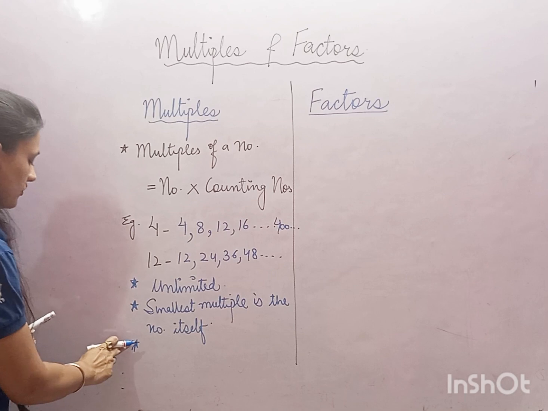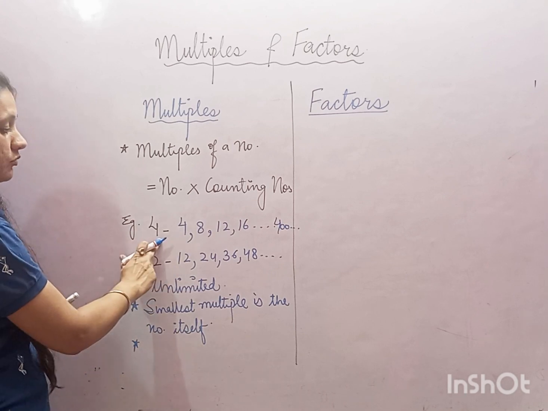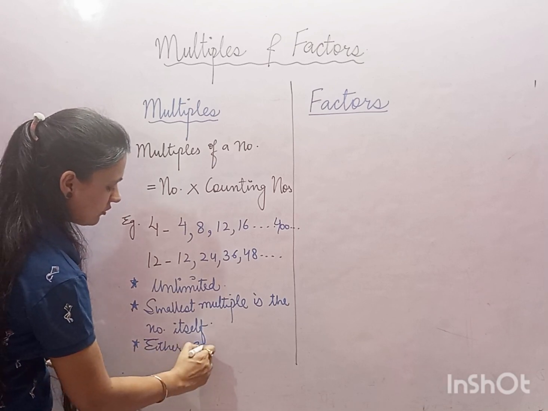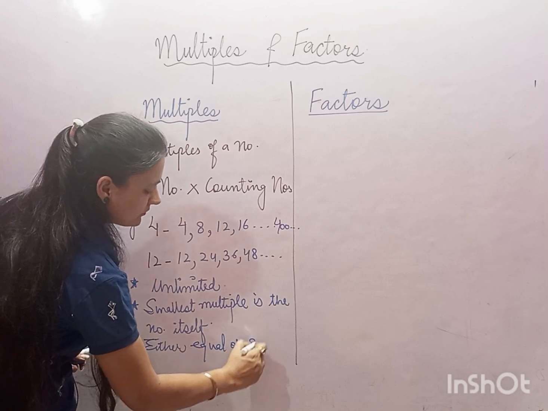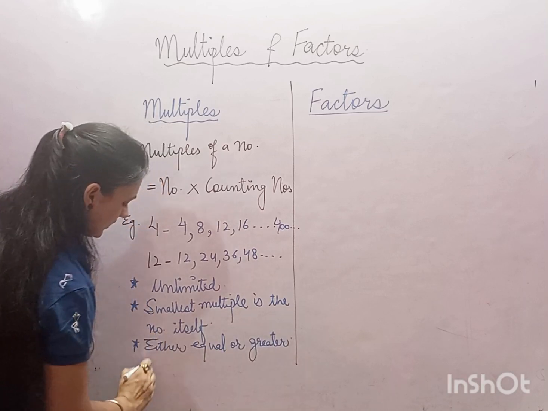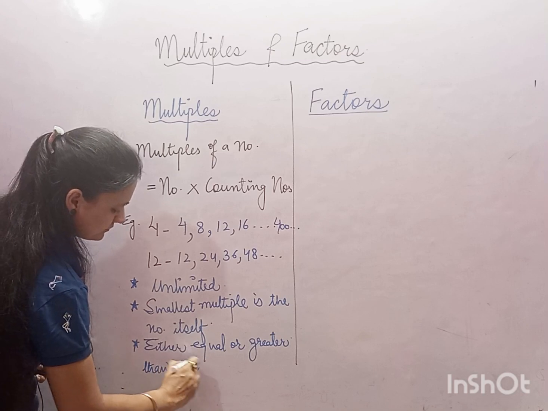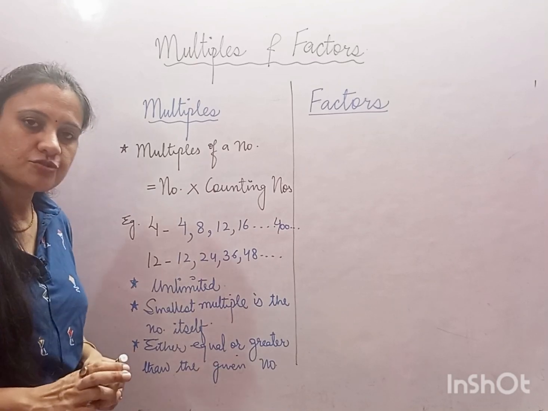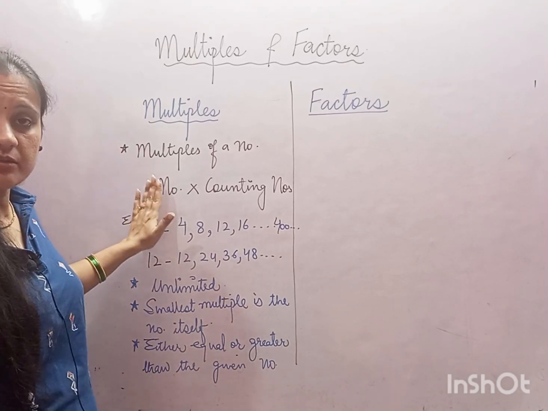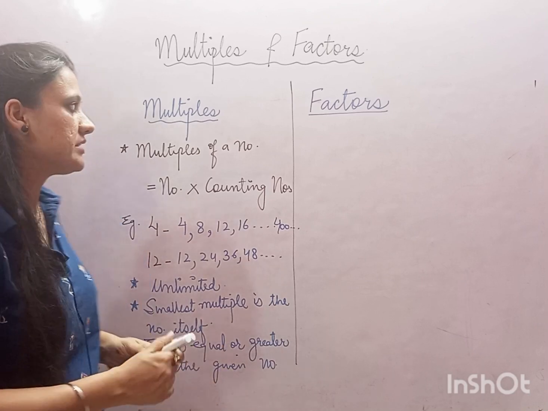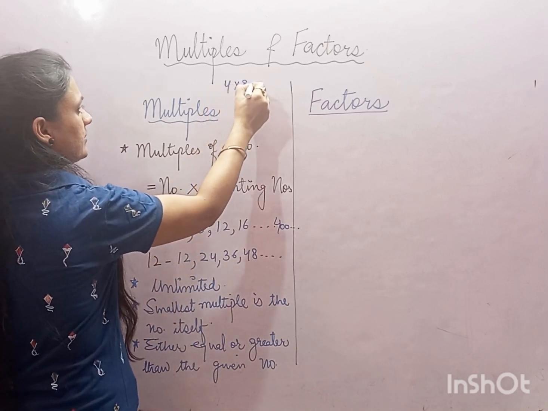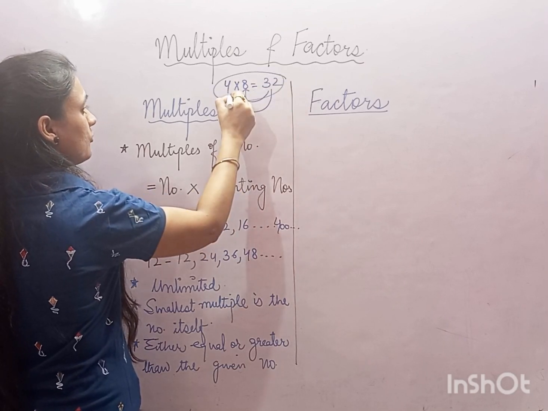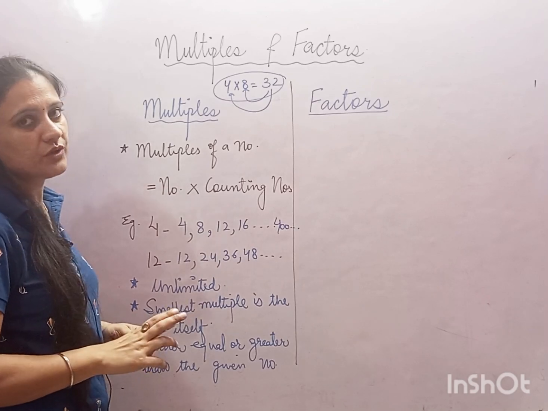Next is, you can see that the multiples are either equal or greater than the given number, right? Understood everyone? What are multiples? How we get the multiple? Clear everyone? So if somebody says that 4 multiply 8 is 32. So means 32 is the multiple of 8 and 4 also. Clear everybody? I hope you understood multiples.